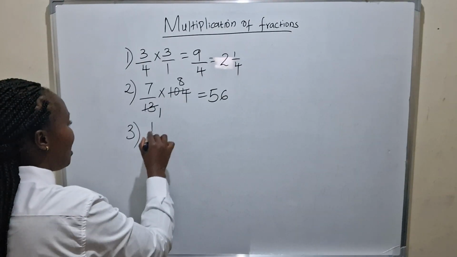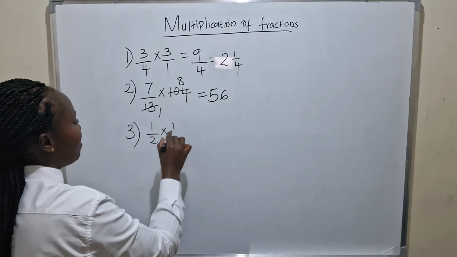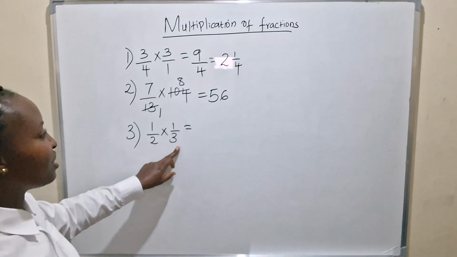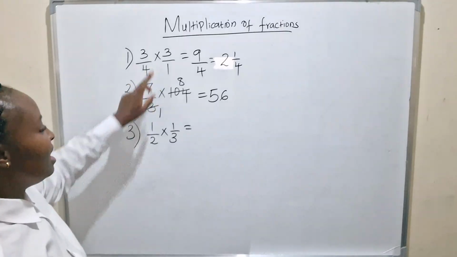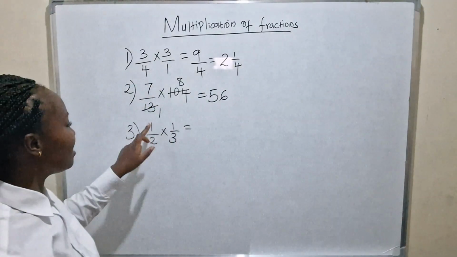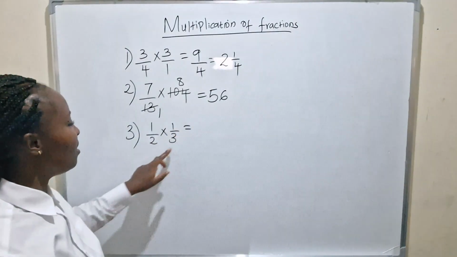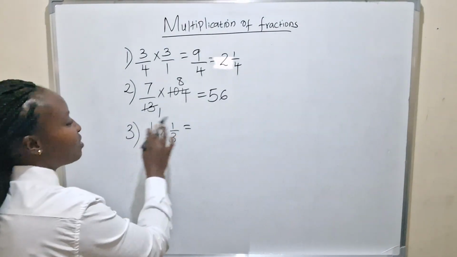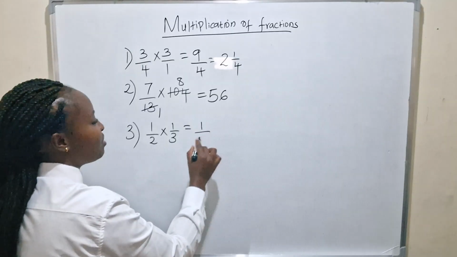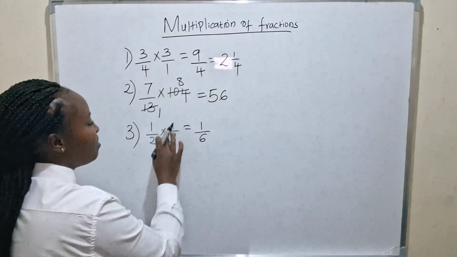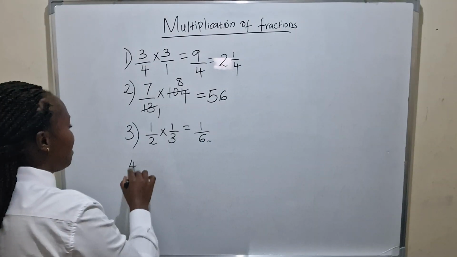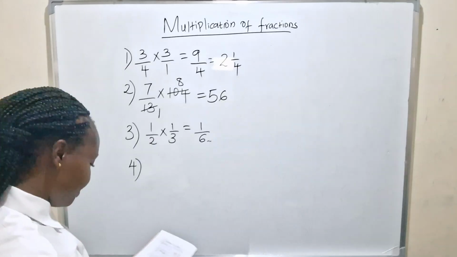We go to our third example. We have 1 over 2 times 1 over 3. This is a fraction you multiply by a fraction. And I already said here that you multiply the numerator and the denominator. So 1 times 1, that is 1, and 2 times 3, that is 6. So that you get 1 over 6. 1 over 2 you multiply by 1 over 3, you get 1 over what? You get 1 over 6.